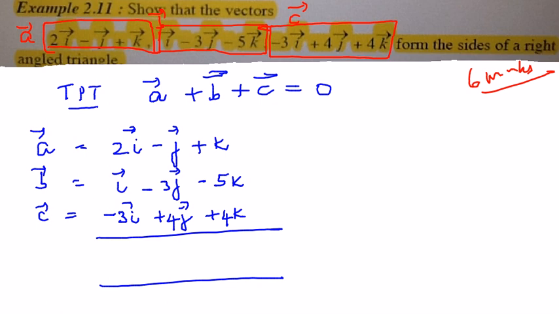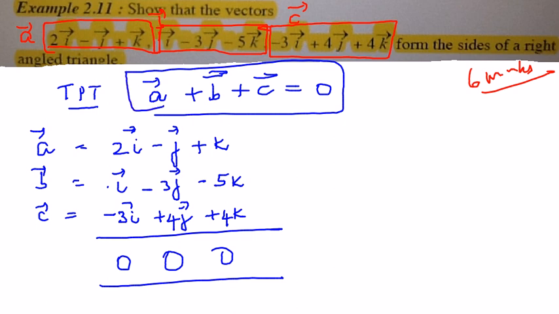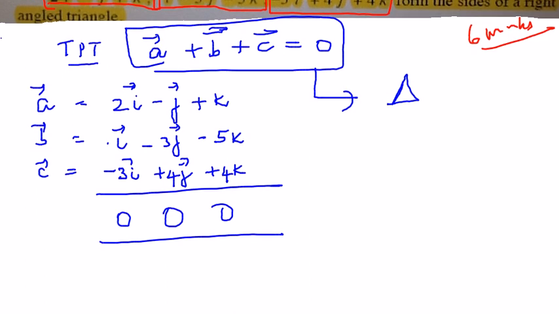Okay, now let's add these 3 vectors. So 2 plus 1 is 3, 3 minus 3 is 0. And for J it is minus 1 minus 3 is minus 4, minus 4 plus 4 is 0 again. Then 1 minus 5 is minus 4, minus 4 plus 4 is 0 again. So the resultant vector, we have proved that it is 0. So I can say that if A plus B plus C is 0, these 3 sides form a triangle. We still haven't proved it's a right angle triangle, but if the vector sum of the 3 sides is equal to 0, then I can say that it forms the sides of a triangle.